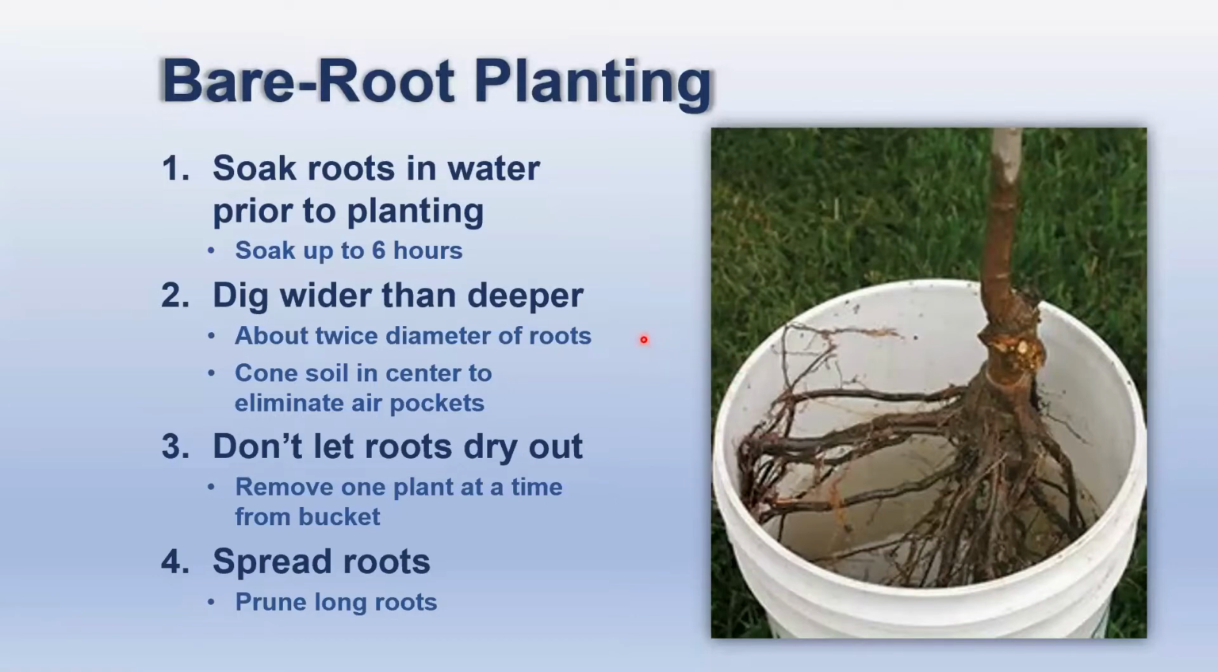When you go to dig your hole, you want to dig it wider than deeper, usually, about twice the diameter of the roots. And you can trim off any of the excess roots that are hanging down that are really long. Trim them off with some scissors or some clippers. And when you dig your hole, make a cone up in the center. Remember, there's like no dirt around these, so you want to cone it up in the center to try and fill up some of that space.